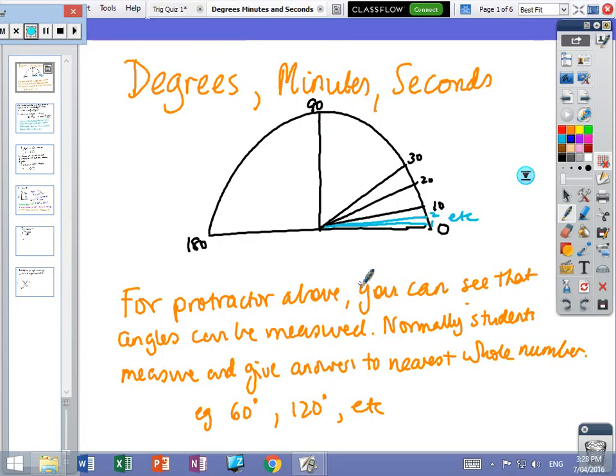Okay, so we're looking now at the next part, which is not really a different thing to what you've been doing, but just a little change. What we're heading into is degrees, minutes, and seconds. When you have a protractor, like the really rough protractor I'm drawing, you can obviously measure angles, and normally students just measure the angles and give their answer to the nearest whole number. Like it might be 60 degrees, 120 degrees, 47 degrees. So that's not too hard so far.